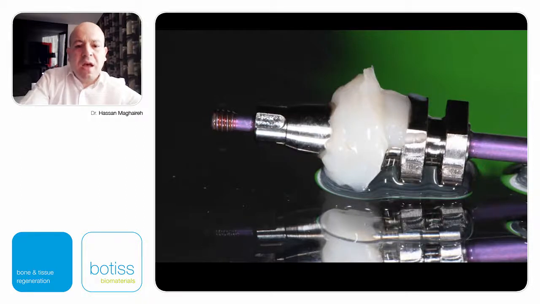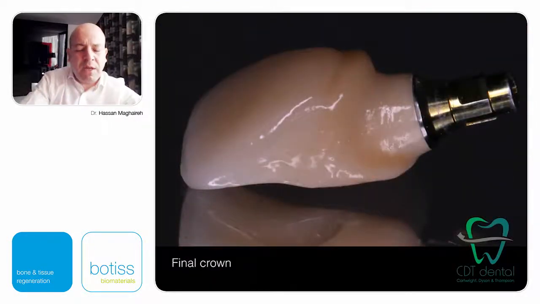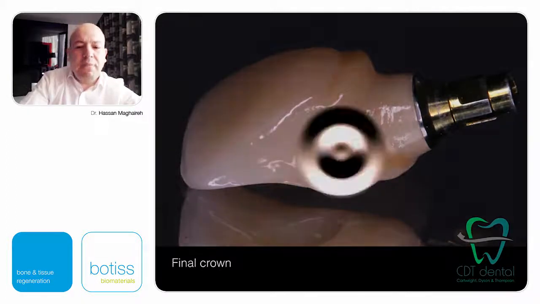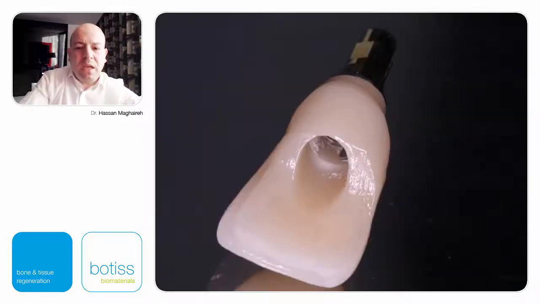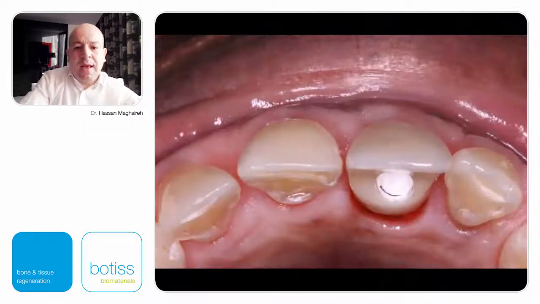But in this case, I would like to customize my impression post, because not only would I like to show the lab technician where the implant is, but I'd also like to give them ideas about our subgingival profile and the emergence. And you do this by getting a good customized impression post. Then in this case, with the help of CDT Lab in Leeds, we managed to get a screw-retained crown, which looks as natural as possible. And we fit the screw-retained implant crown.